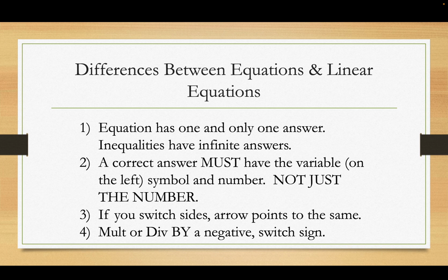If you switch sides, the arrow points to the same thing. We had one before, something like 9 is greater than n is less than 9. And if you multiply or divide by a negative, you must remember to switch the sign. Okay? There's the 9 is less than n is greater than 9.